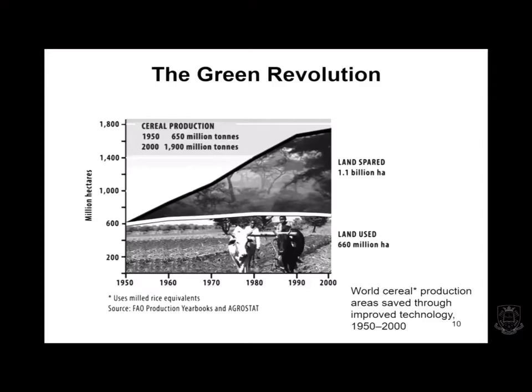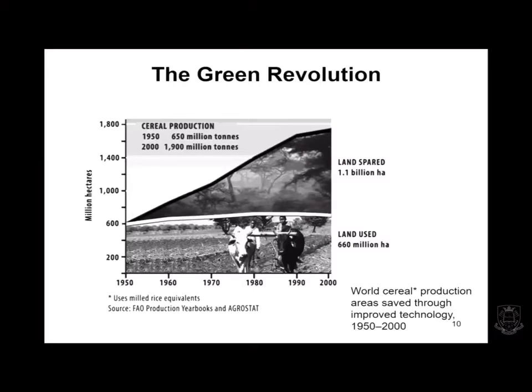Now, whilst the Green Revolution has enabled us to a certain extent to enhance our food production, there are of course consequences of that. Our current world population would not be what it is if it wasn't for the Green Revolution. And you can see that in many lights.